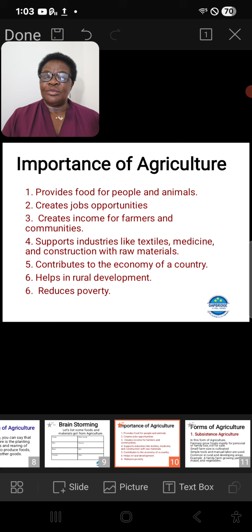5, agriculture contributes to the economy of any nation. Tariffs are paid for import and export. Taxes are paid on foods that we buy and other things that are products of agriculture. 6, agriculture helps in rural development. When agriculture is being practiced, it attracts the establishment of industries. And as these industries settle down in these areas, the areas are developed in order for those industries to flourish. 7, it reduces poverty. When farmers produce food, they eat. When they sell, they make money, and their living is improved.